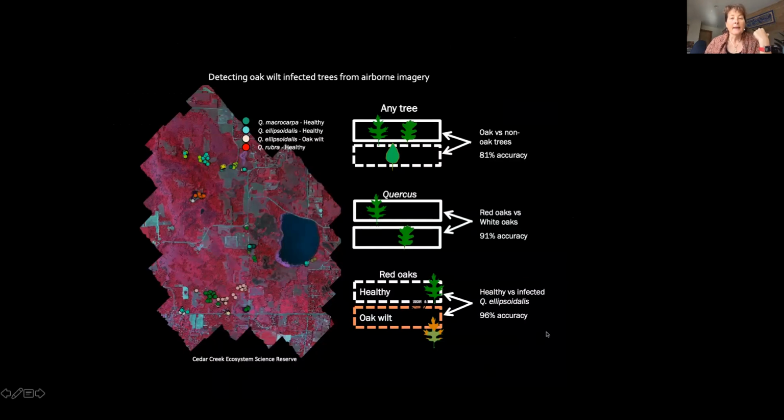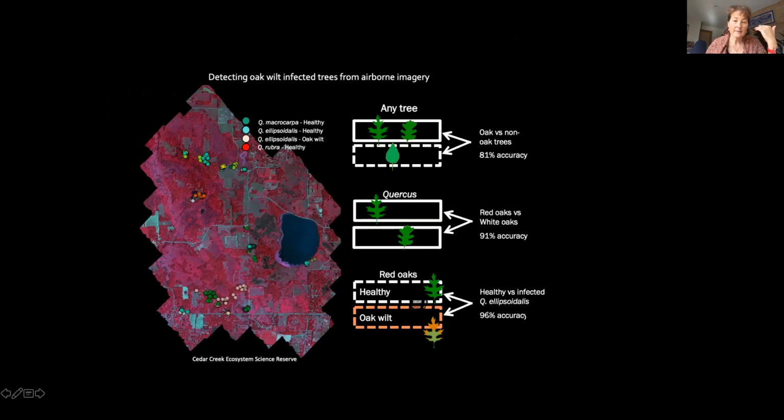And so the first thing we do is we say, is this an oak or not an oak? And can we use spectral information to differentiate oaks from non-oaks? And as I alluded to earlier, yes, we can do that with pretty darn high accuracy, about 81% accuracy. And then within the oaks, can we differentiate red oaks from white oaks? And yes, with high accuracy, we can tell the difference between a red oak and a white oak. And then that isolates the problem to be differentiating healthy from diseased oaks.